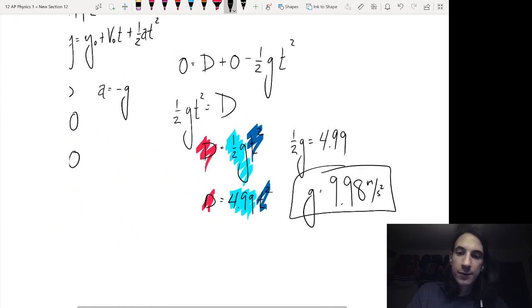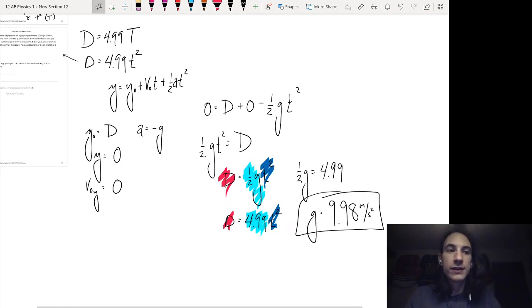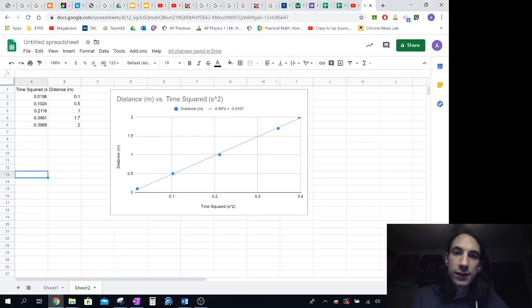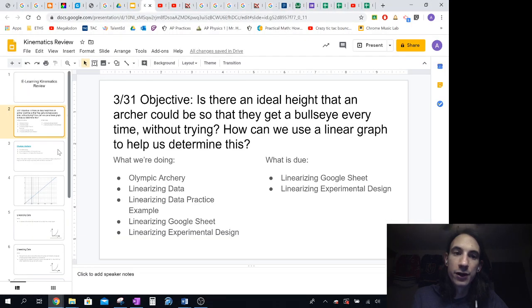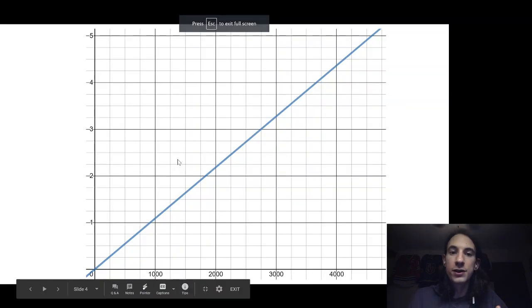So that's an example of how linearizing our data can really help us in a situation like this. What we're going to do tomorrow is an experimental design type question, and that will lead us back to this question of how can we use this linear graph that I showed earlier to help us figure out that question about the archer?